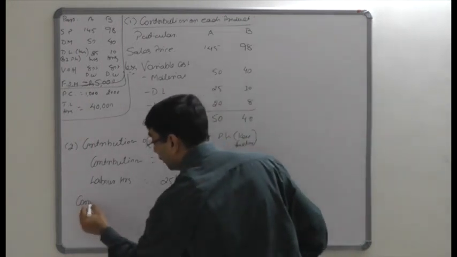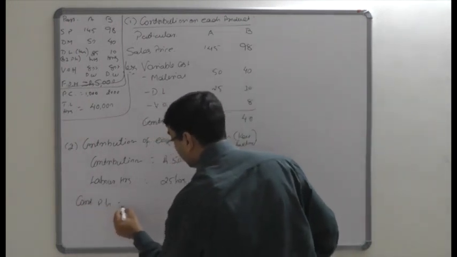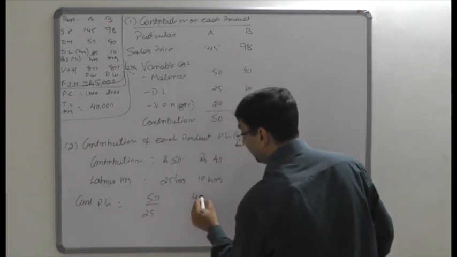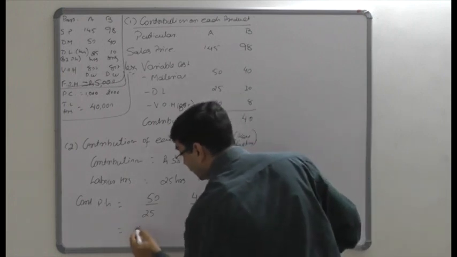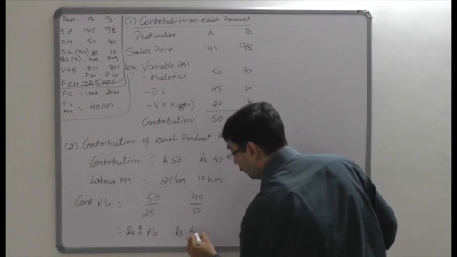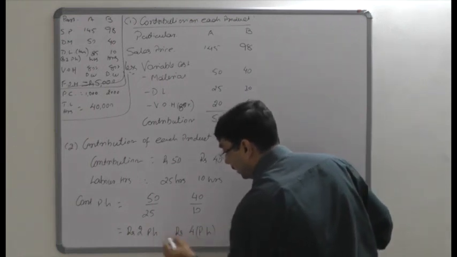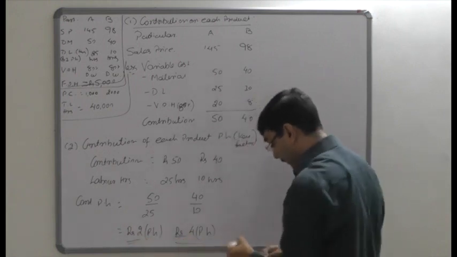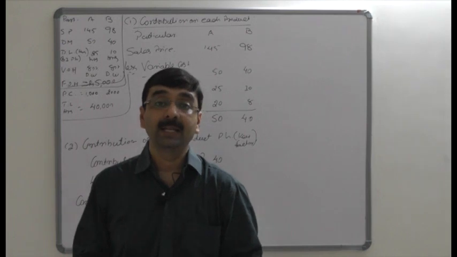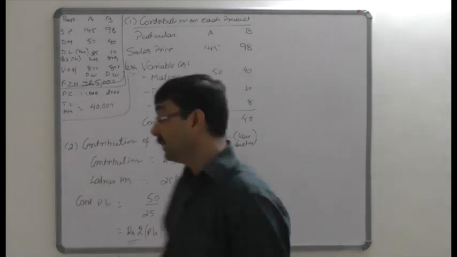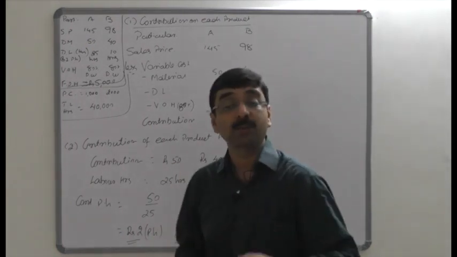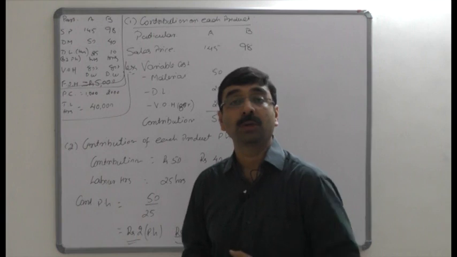So contribution per hour is equal to 50 divided by 25 and 40 divided by 10. So it comes to rupees 2 per hour, and this would be rupees 4 per hour. Now this is your second working. On the basis of the second working, the company will identify where it can manufacture more production, and which particular product would bring more profitability.